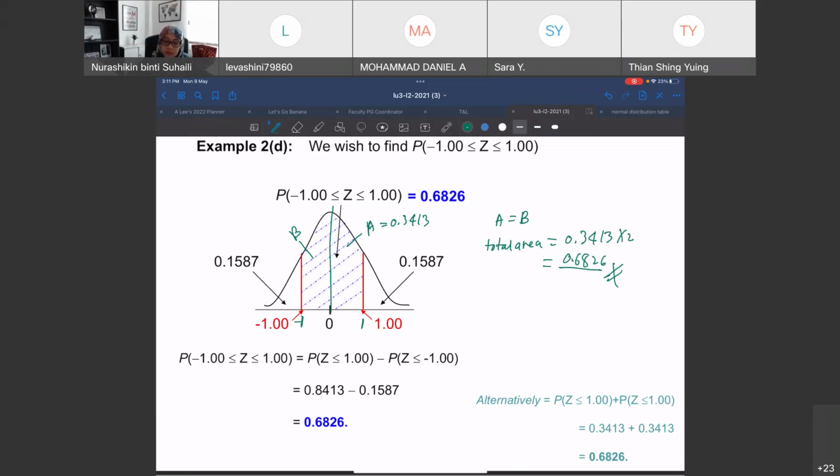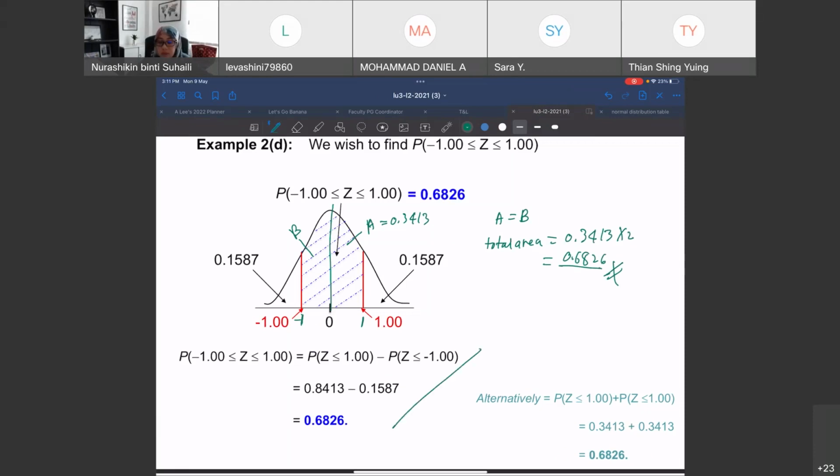If you don't want to understand this one, it's a bit tricky, you just go for my methods. This one is straightforward. It can be applied if the Z value is equal, for example, 1 and -1. But let's say the Z on the right is 1, and here is maybe 0.5, and you want to find the area enclosed by Z between 0.5 and 1.